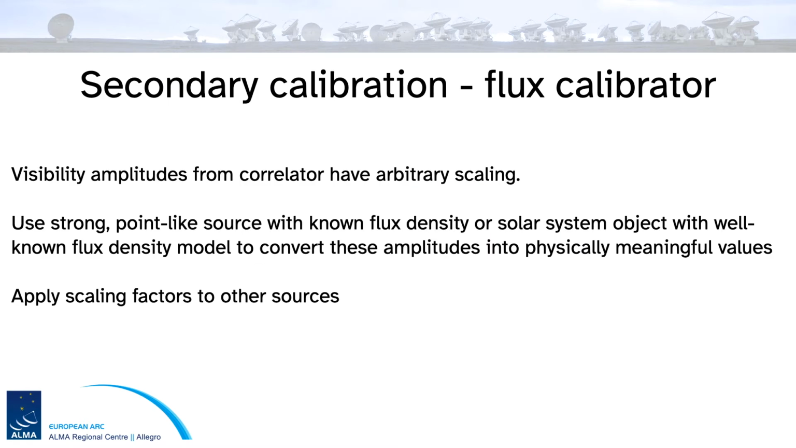The visibility amplitudes from the correlation have arbitrary scaling. We use either a strong point-like source with known flux density or a solar system object with a good flux density model to convert these amplitudes into physically meaningful values. These scaling factors are then applied to the other sources. This is typically a 2-part process, where the amplitude scales are set with one task, for example setjy in CASA, and the fluxes of other sources are then scaled with another, for example fluxscale in CASA.